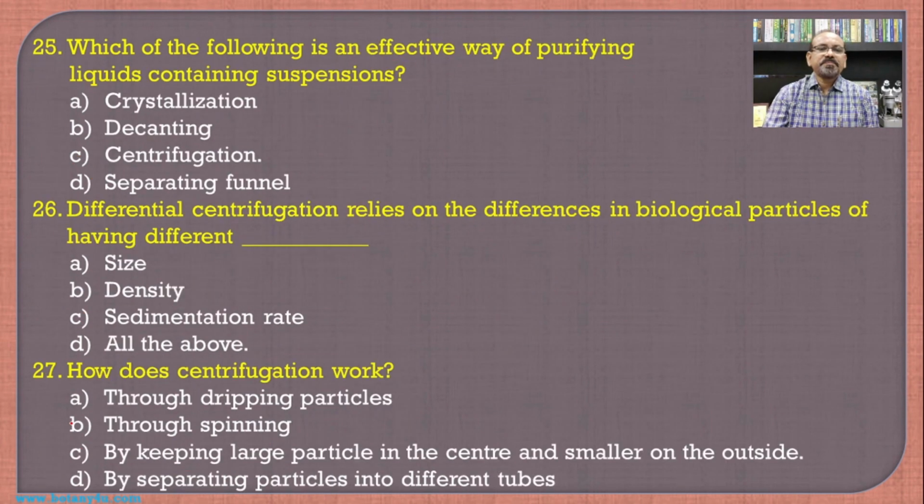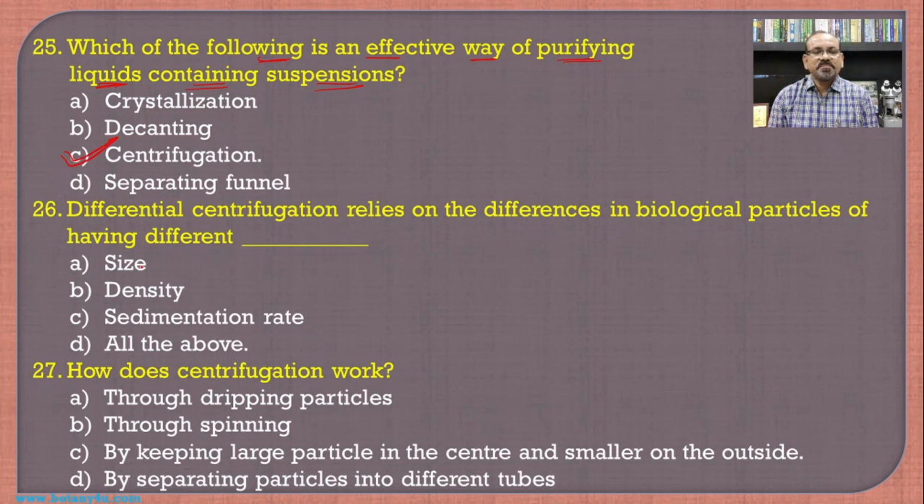Then which of the following is an effective way of purifying liquids containing a suspension? If there is a suspension in any liquid material, then it can be separated or settled down with the help of centrifugal force by centrifuging it in the centrifuge machine, and hence centrifugation becomes the correct answer for this question.